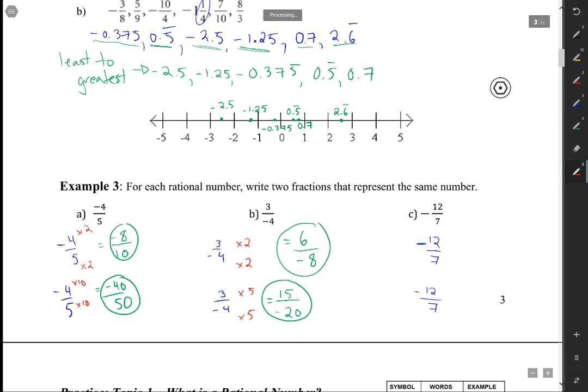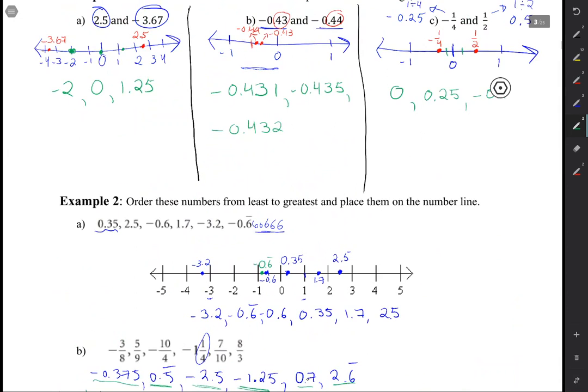I like timesing by 2. That's nice and easy. And then let's times by 3 on the next one. So one equivalent would be negative 12 times 2 would be negative 24, and 7 times 2 is 14. And negative 12 times 3 would be negative 36, and 7 times 3 is 7, 14, 21. So negative 36 over 21 would be an answer there.